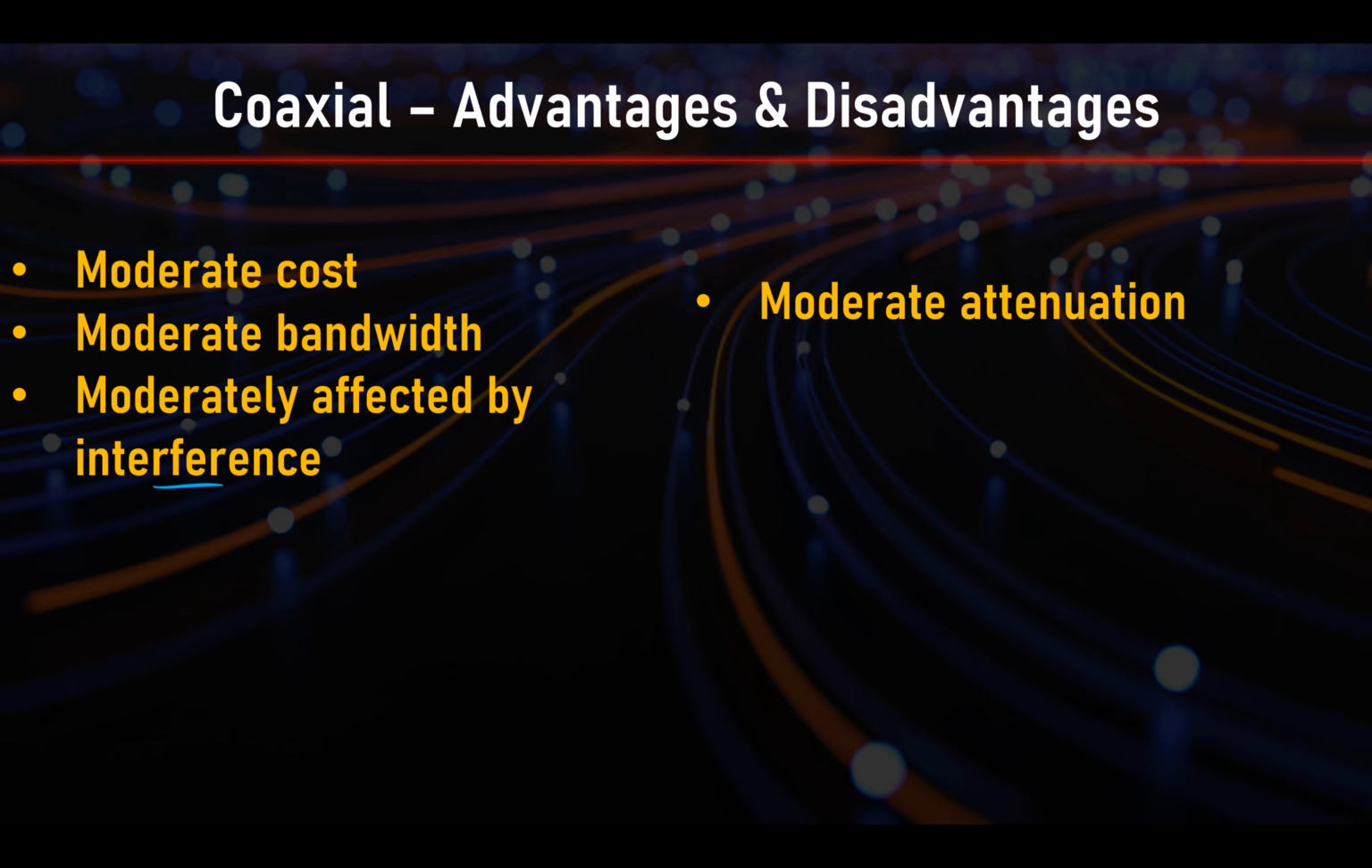Again, the attenuation: let's say coaxial has lower attenuation than twisted pair. In contrast, this is going to be twisted pair. But then fiber optic is going to be the best, with the lowest attenuation.